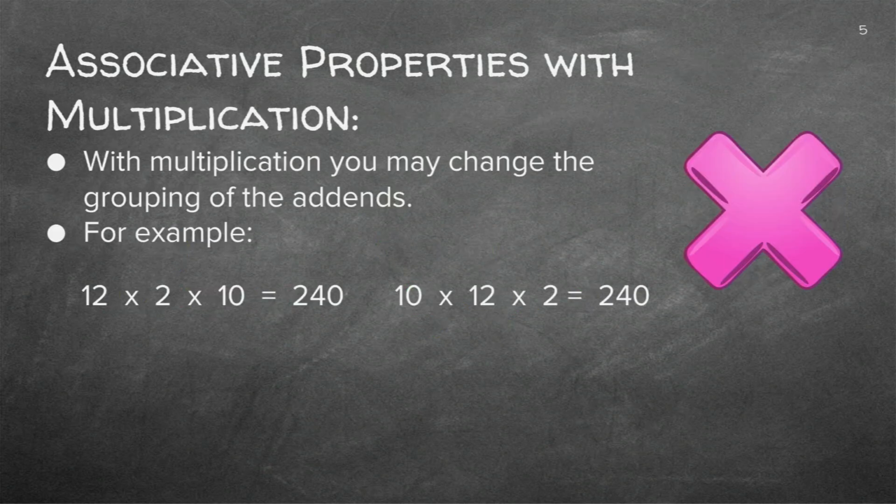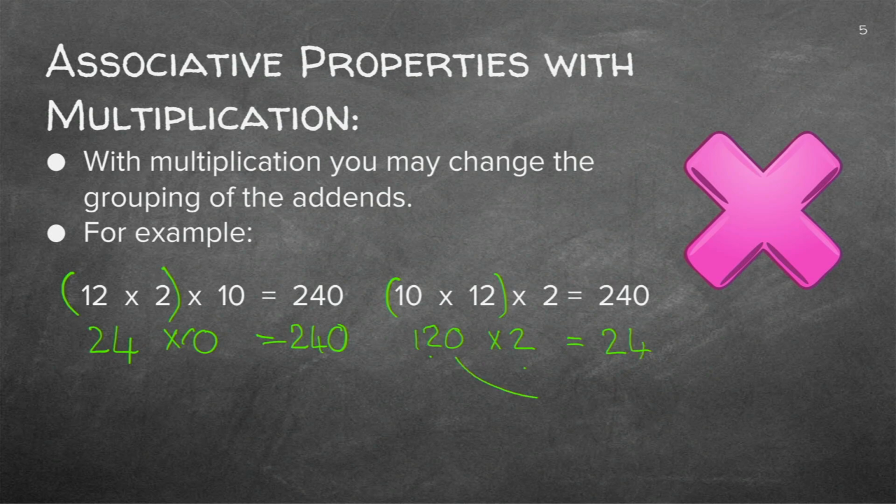Now let's look at multiplication. With multiplication, you may change the grouping of your factors. So I've got 12 times 2, and that will give me 24, times 10. I know 24 times 1 gives me 24, and I put my 0 back. Now here, I changed the order of my grouping. I said 10 times 12 will be 120, times 2. 12 times 2 will be equal to, yes, that's correct, 24. And I put my 0 back, so my answer will be 240.